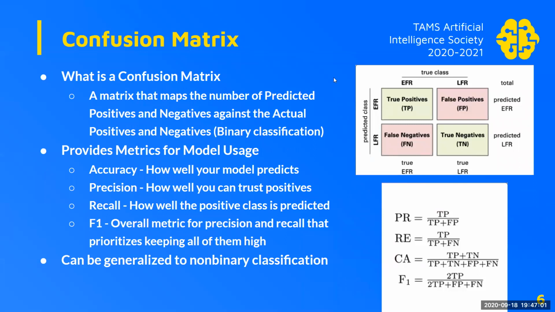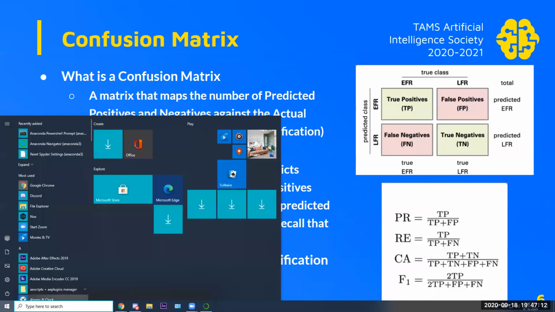And so this is the last part of the data science review, which is the confusion matrix. And so this whole thing, okay, I know this looks pretty scary.